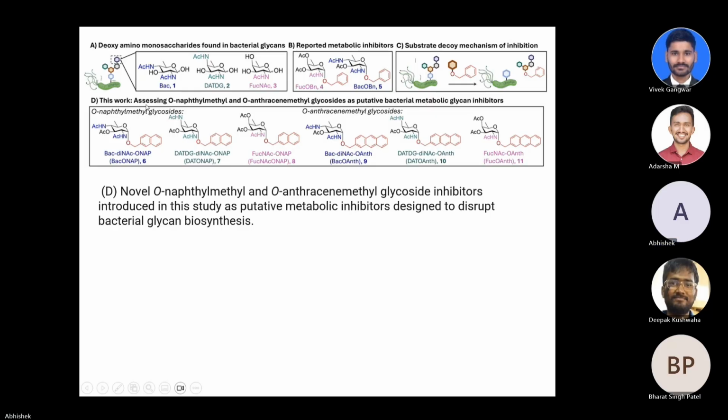As we can see on the left-hand side, these 6, 7, and 8 are the naphthyl derivative molecules, and on the right-hand side, these 9, 10, and 11 are the anthracene derivative molecules. These are the novel O-naphthylmethyl and O-anthracenemethyl glycoside inhibitors introduced in this study as putative metabolic inhibitors designed to disrupt bacterial glycan biosynthesis.